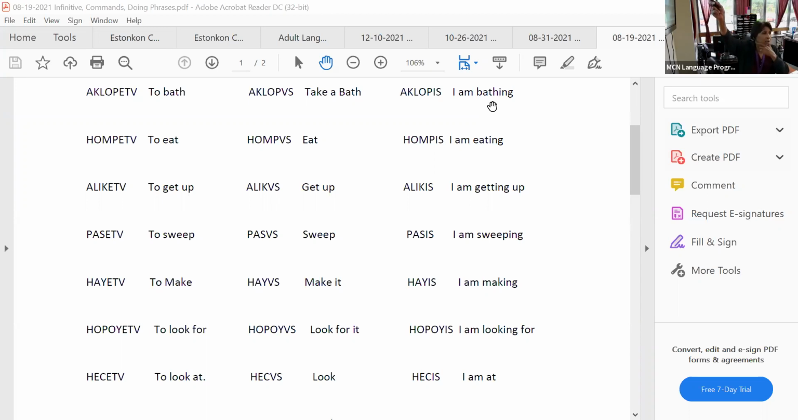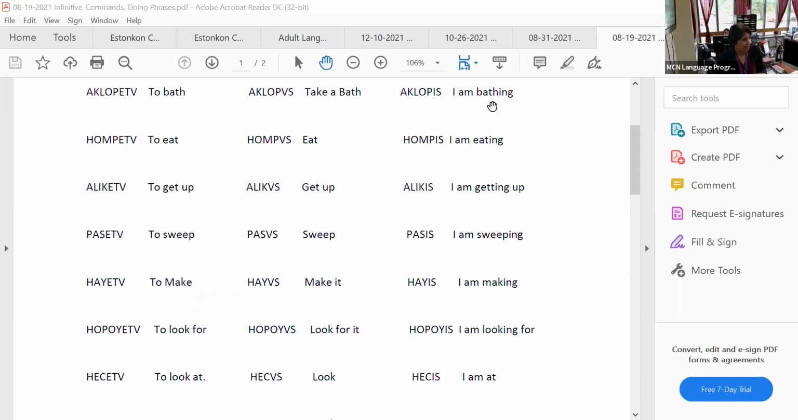So, aglobida is infinitive. Aglobas is a command. Aglobas, I am bathing. But if you say, I did bathe, aglobayaks. Future, aglobathis. Aglobathis is future. I will take it.